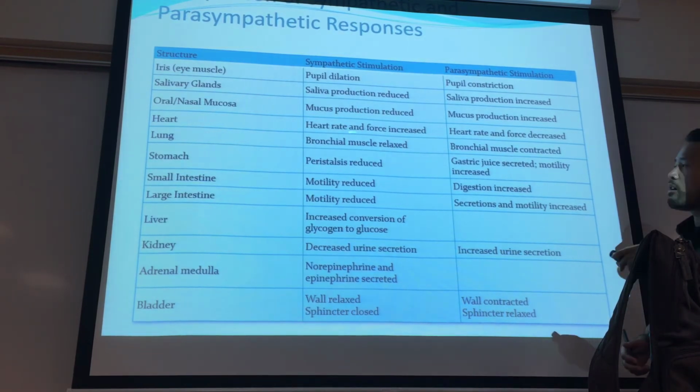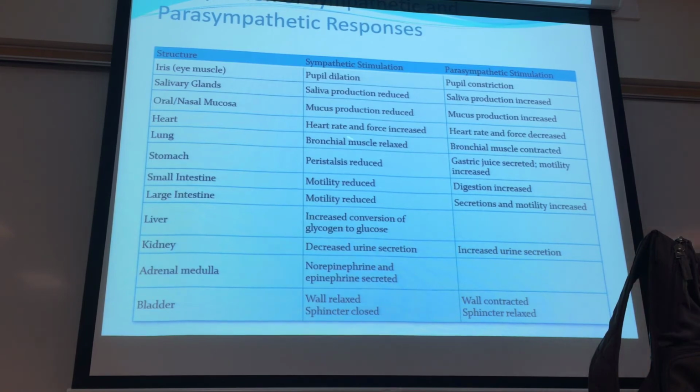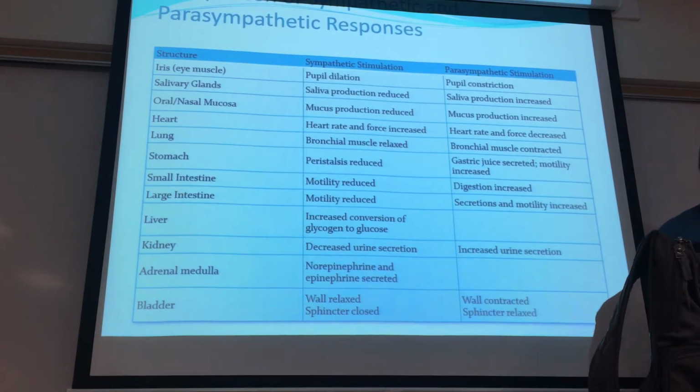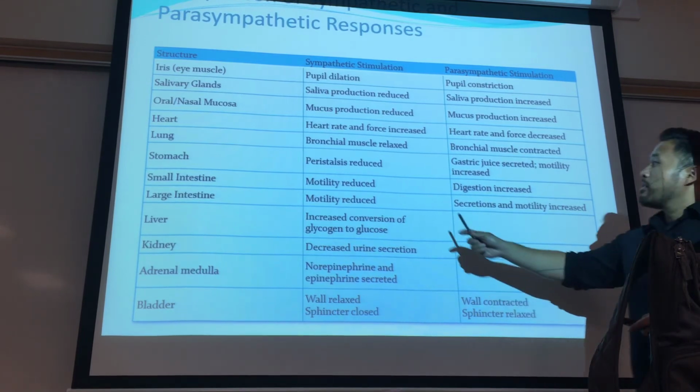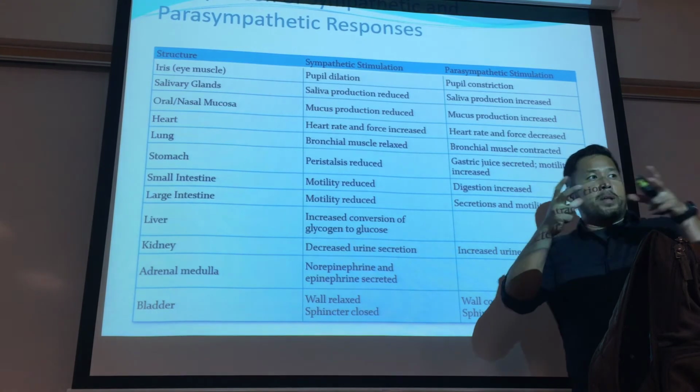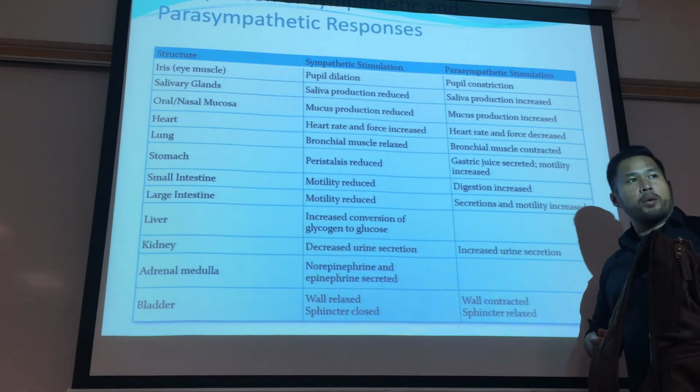You're going to see heart rate increase and the heart contraction force increase. If you take a look at the lungs, you see the bronchial muscles, and I'll show you this later on, where the bronchial muscles that surround the bronchioles that lead into the lungs will start to open up, and that allows more air to flow into the lungs.